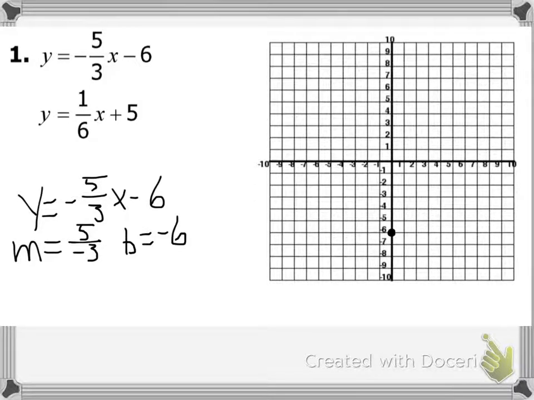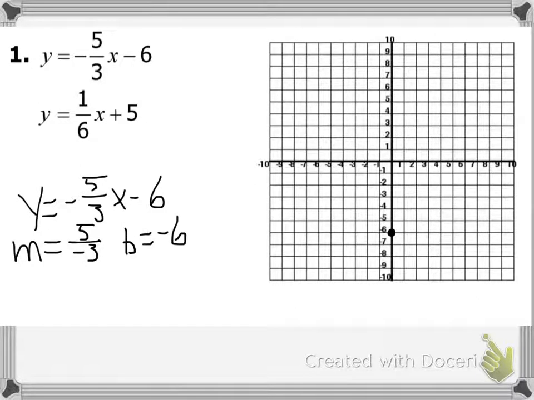Very good. Remember, my numerator is my vertical movement, so up and down. If it's a positive number, I'm going up. A negative number, I'm going down. My denominator is my horizontal movement. Positive, I'm going right. Negative, I'm going left. So we're going up 5, left 3.